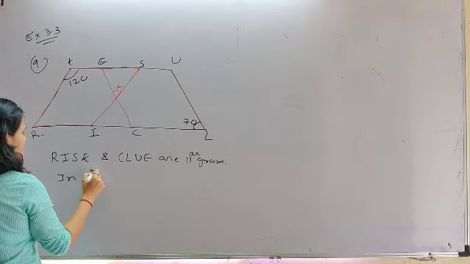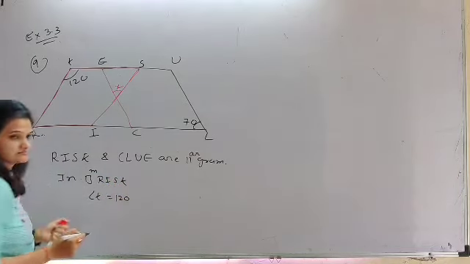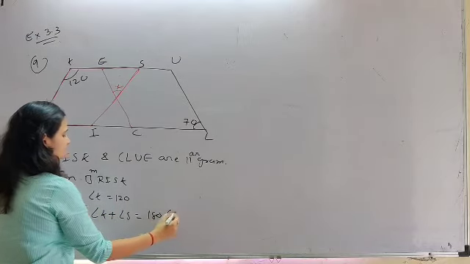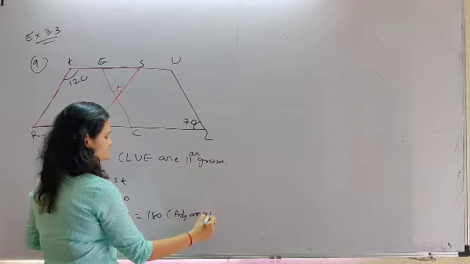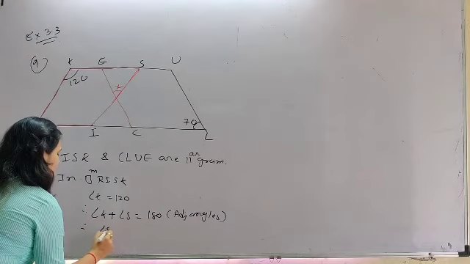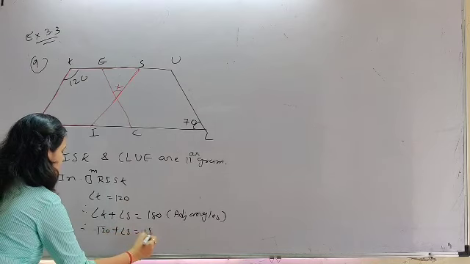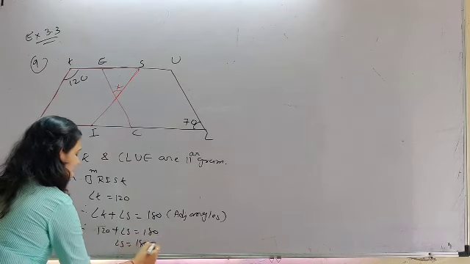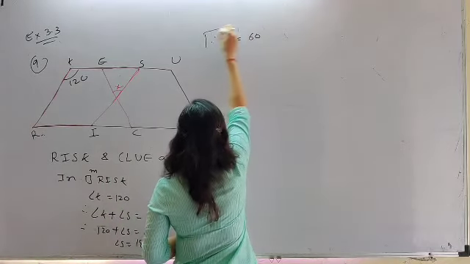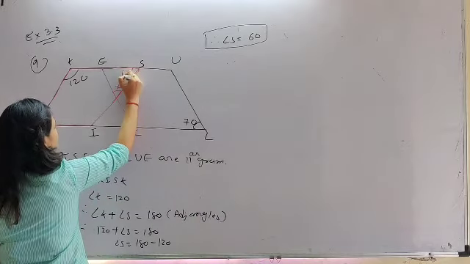In parallelogram RISK, angle K is equal to 120. So angle K plus angle S is equal to 180. They are adjacent angles, and adjacent angles of a parallelogram are supplementary. So 120 plus angle S is equal to 180. So angle S is 180 minus 120. Therefore angle S will be 60. That means this angle is equal to 60.